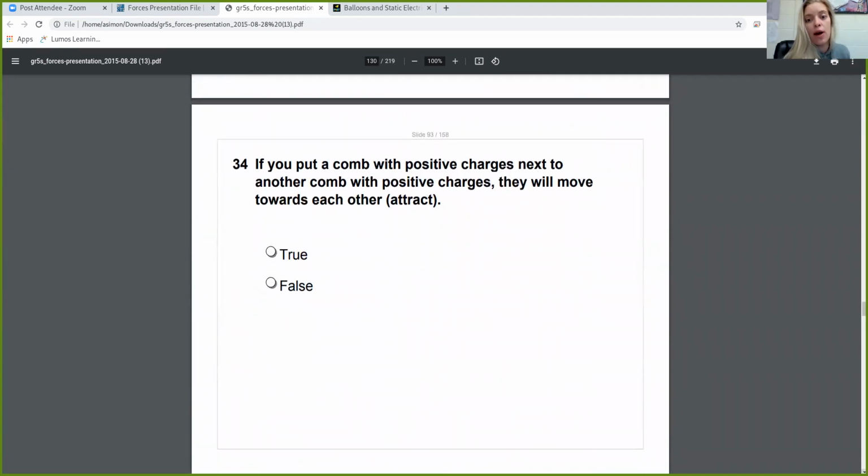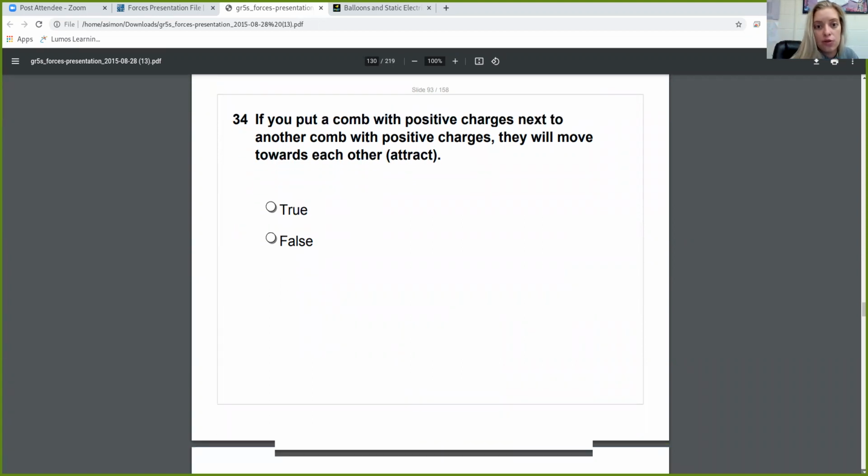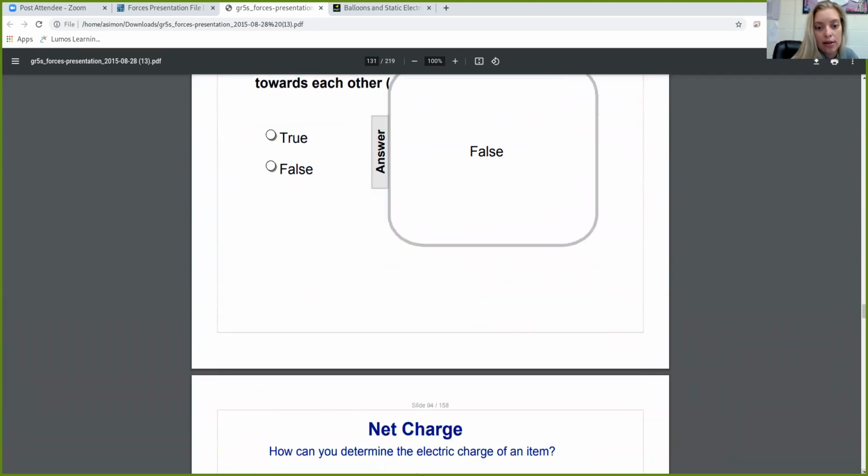If you put a comb with positive charges next to another comb with positive charges, they're going to move towards each other, true or false? So positive and positive, are they going to attract? If you said false, you are correct.